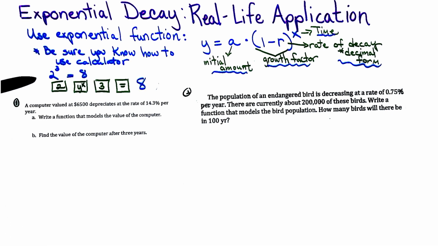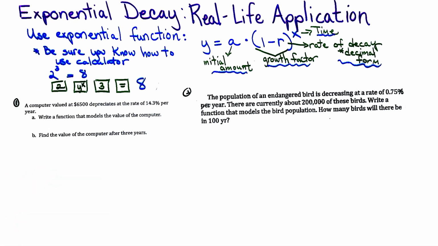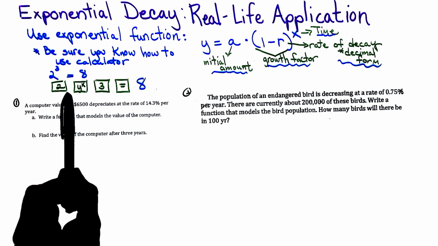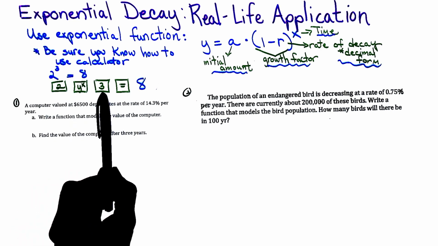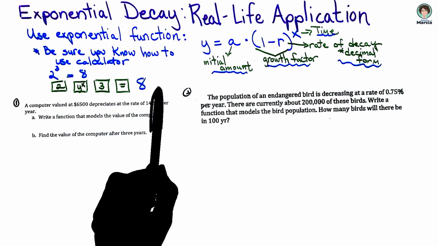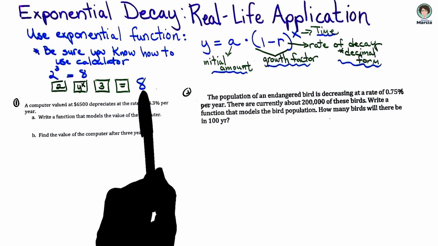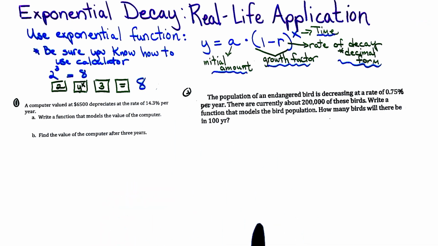Be sure you know how to get 2 to the third is equal to 8. With my calculator, I put in a 2, a y to the x, a 3, an equal sign, and I get my 8. Before working these problems, you must be able to get that answer in order for your answers to be correct. So pause the video, make sure you're able to get that.